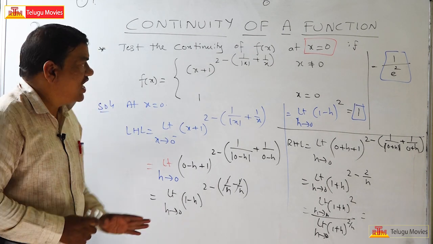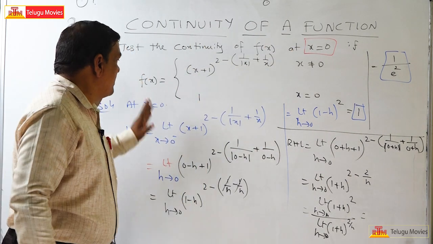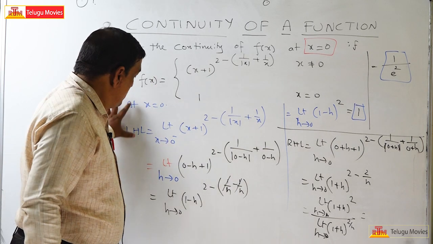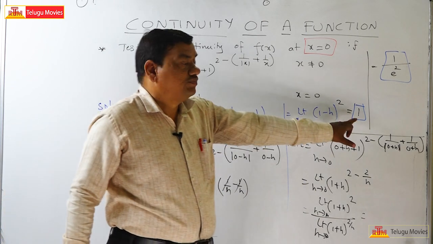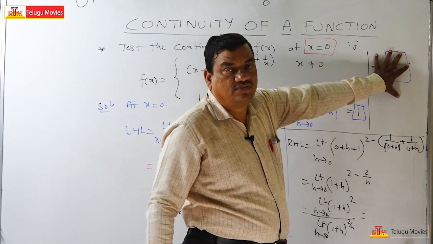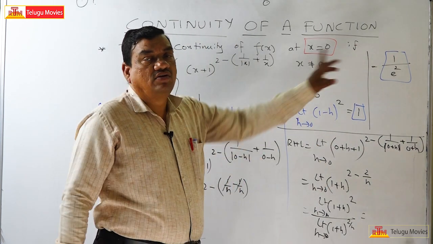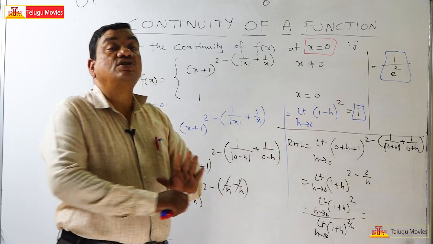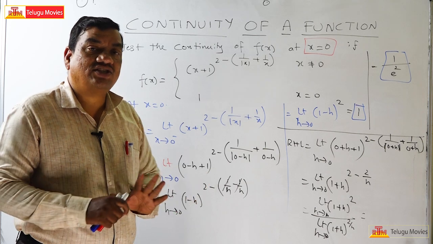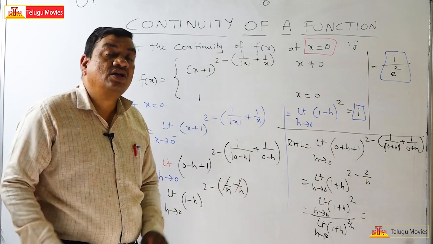Okay now. So therefore at x is equal to 0, no need to check whether f of x is equal to 0 or not. That is a different field. First of all, LHL exists. Right hand side limit exists. Both exist. Both are getting some finite value. But they are not equal. Therefore, at x is equal to 0, the limit of this function does not exist.